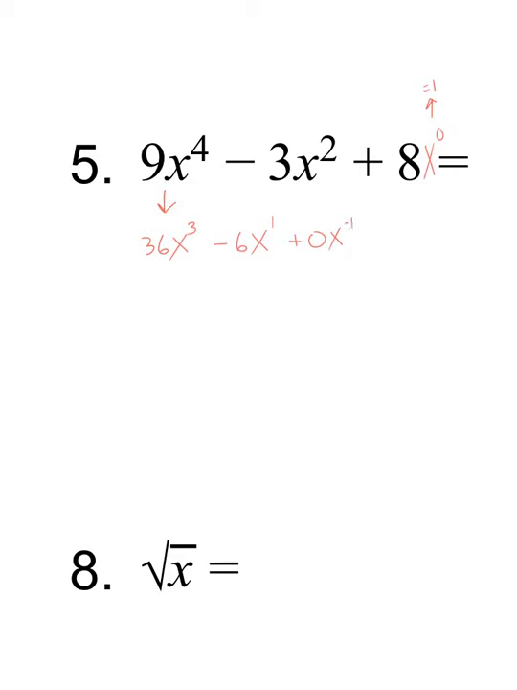So if we simplify this, we have 36x to the 3rd, nothing to simplify there, minus 6x, and then this all goes to 0 right here. All right, so this right here is equal to 0. So this is my derivative. Remember, every time you take the derivative, the degree goes down by 1. So this 4th degree polynomial term is now a 3rd degree. This 2nd degree polynomial term is a 1st degree.